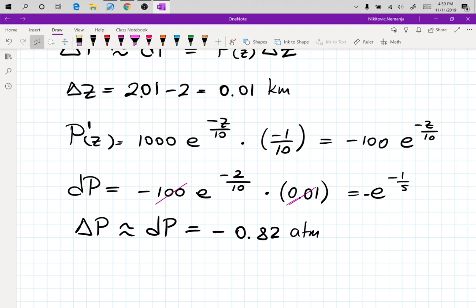Cool. Now, why is this negative? Well, what do we know? What happens with atmospheric pressure as you go up? There's less atmosphere. So there's less atmospheric pressure, right? Which is why Iron Man can't fly. Falls down.